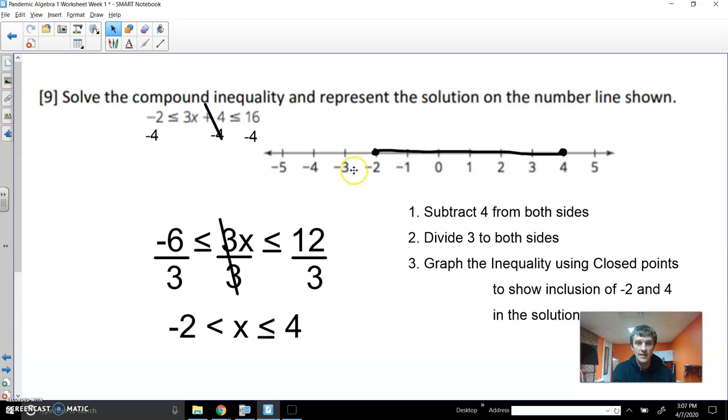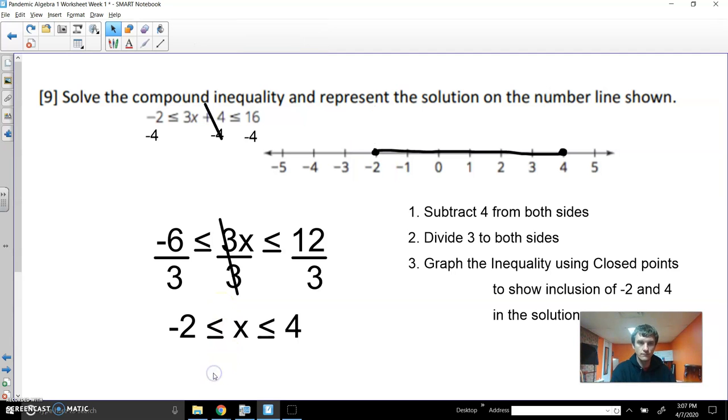And just to throw it out there, if that line had been absent, I would not have done a closed point. I would have done, just to make it simple, an O there, more of an open point, to represent that my solutions go all the way to that number but don't include that number. And so that's what you should look for if you ever see that you don't have that or-equal line.